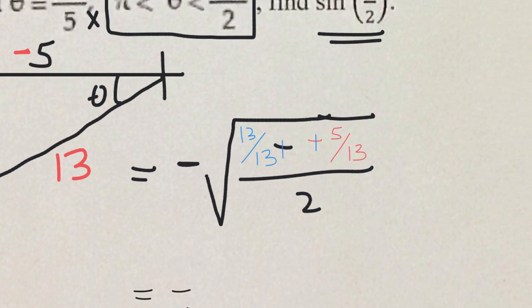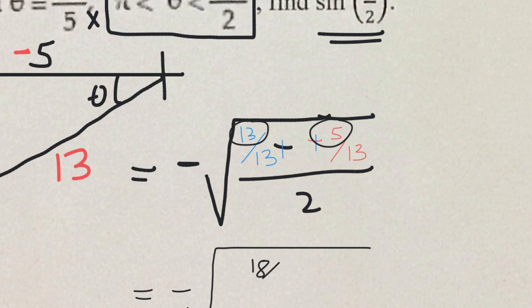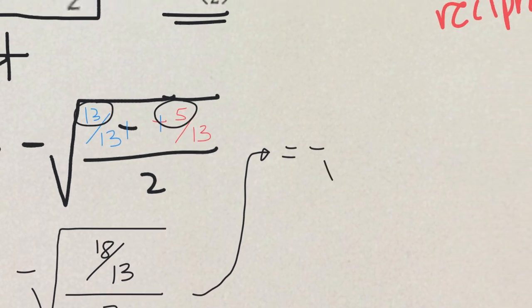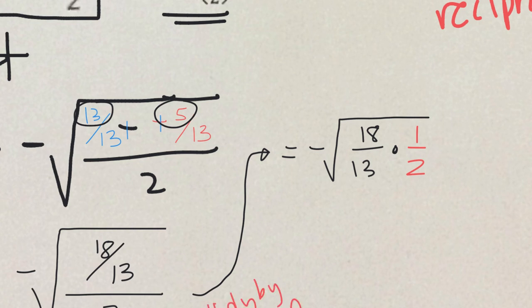So simplifying gives us a negative on the outside, and 13 plus 5 is 18 over 13, all divided by 2. So once again, I'm dividing by 2. No, I'm not. I'm going to multiply by 1/2. So negative square root of 18 over 13 times 1/2. We're multiplying by the reciprocal. When I multiply 18 by 1/2, I can simplify this to 9 over 1, because 18 divided by 2 is 9. So this becomes the negative square root of 9 over 13.